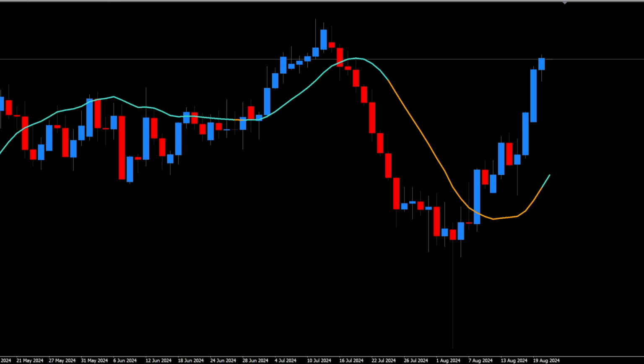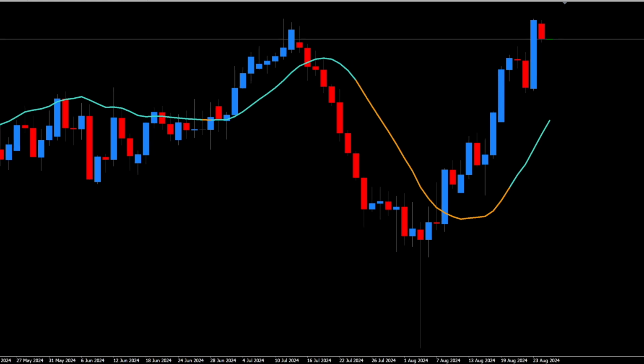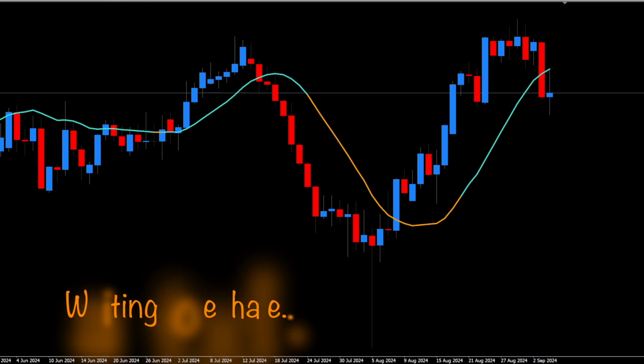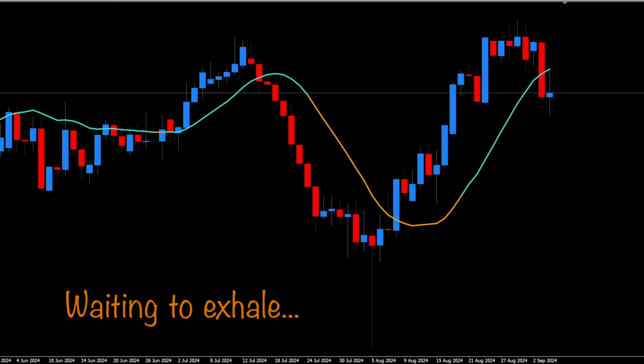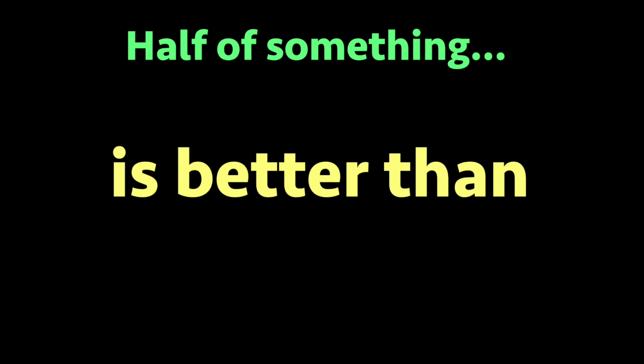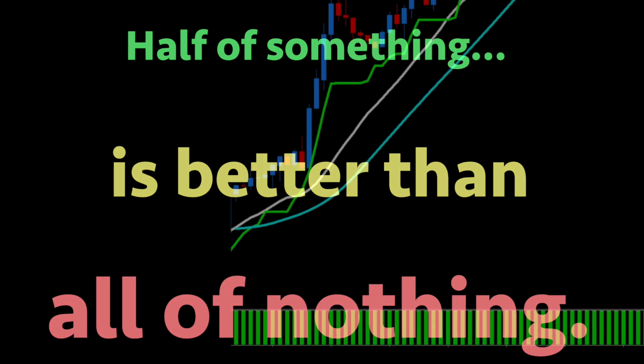Let's see what this last trade has for us. Price started upwards and closed our first half in profit before that price reversal backed over our modified stop loss at our initial entry point. But remember what keeps us golden: half of something is better than all of nothing.